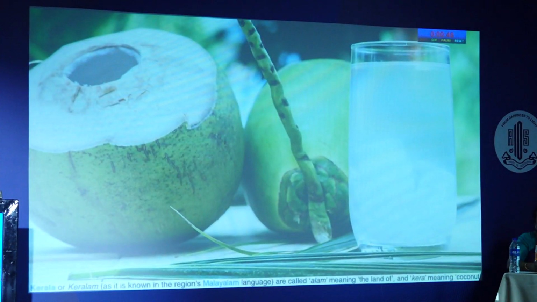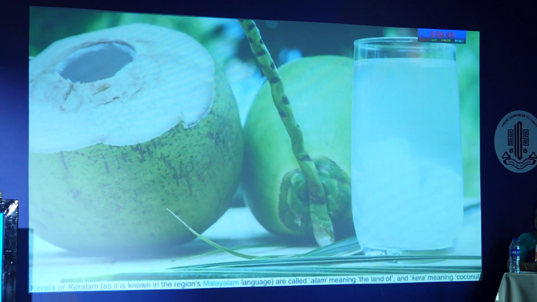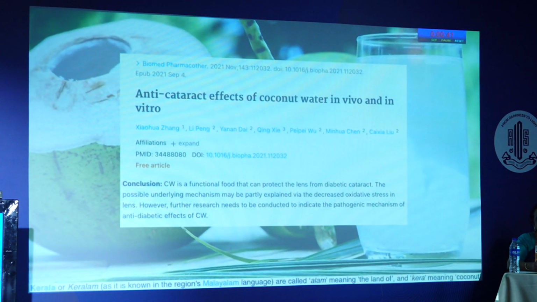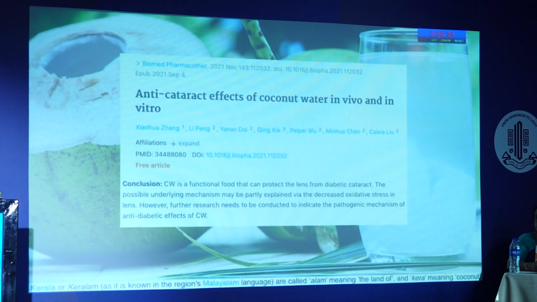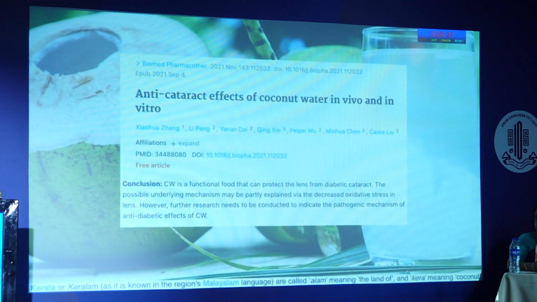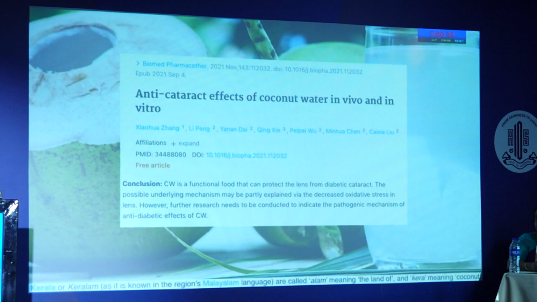And since we are in this beautiful land of coconuts, we found something very, very interesting. A study has shown that coconut water protects the lens from diabetic cataract in animal models. Such a simple thing can cause prevention of cataract.